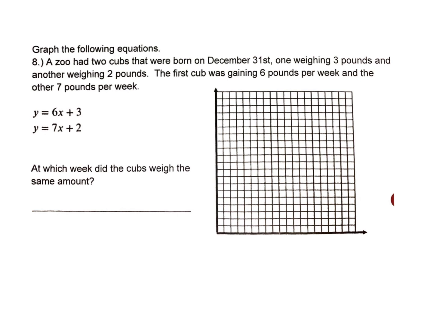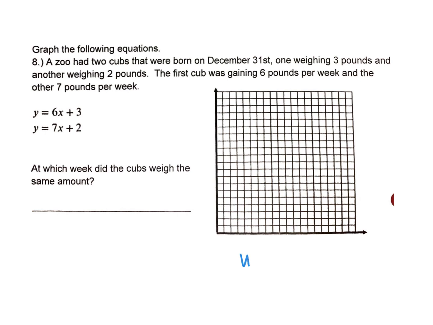A zoo had two cubs that were born December 31st. One weighed 3 pounds and the other weighed 2 pounds. The first cub was gaining 6 pounds per week, and the other cub was gaining 7 pounds per week. At which week did the cubs weigh the same?